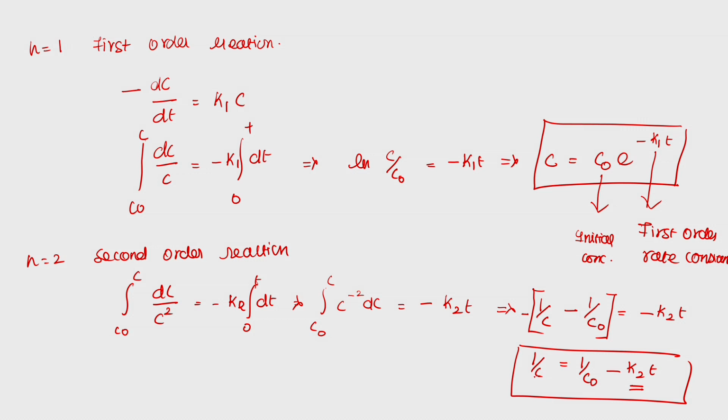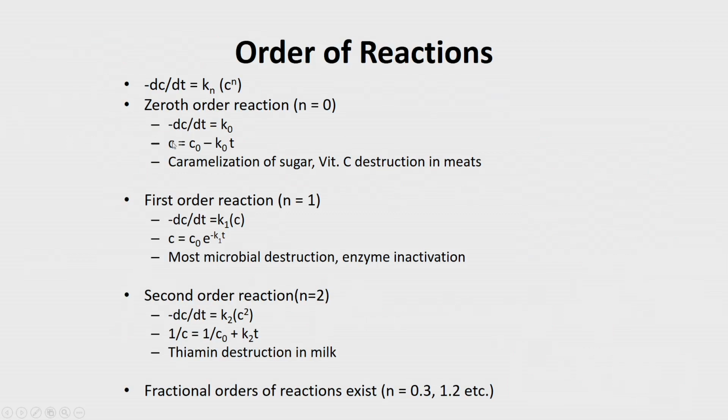So, at a particular time t, I will be able to tell what my concentration is. So, this is what we have done here. For example, the signs: this 1 upon minus C goes there, and this will come here, so it must be plus. 1 upon C is nothing but 1 upon C naught plus K2 t.